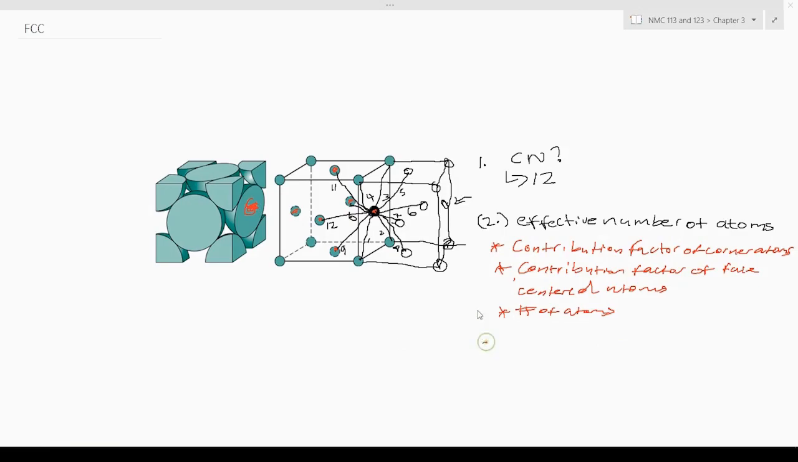So you have for the face-centered, a half contribution, and there's 6 face-centered atoms. And then the corner atoms, the contribution factor is 1/8, and you have 8 of them. So that makes that FCC has 2 atoms. Sorry, it's 4 atoms, because half of 6 is 3. You have 4 atoms per unit cell.